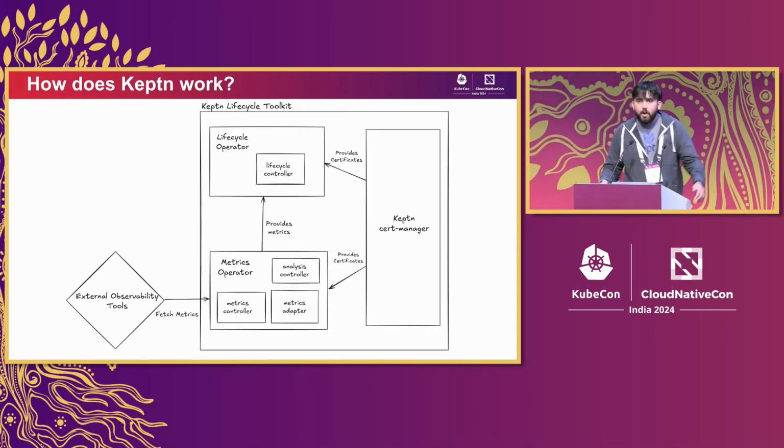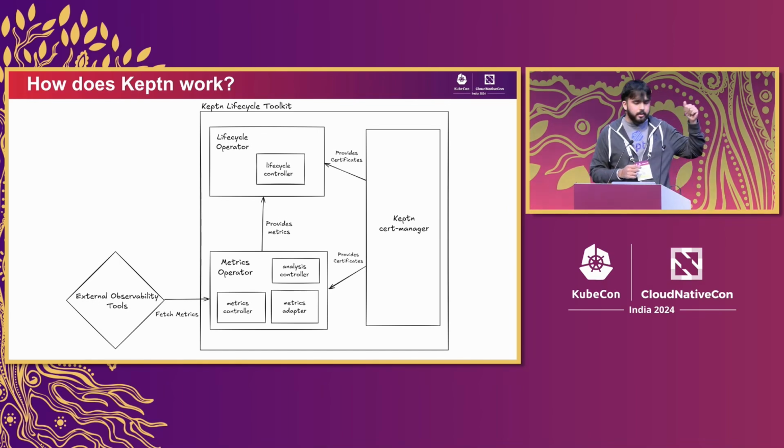And now, how does this work? This is a basic architecture of how Keptn looks. We have two operators at the base. The first one is the lifecycle operator, and then we have the metrics operator. The lifecycle operator has a controller that manages all the CRDs for managing the lifecycle of an application, Keptn tasks, Keptn evaluations, all of that.